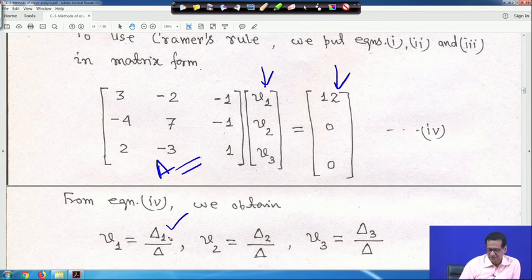So, V1 is delta 1 by delta, V2 is equal to delta 2 by delta, and V3 is equal to delta 3 by delta, right. So, we have to obtain delta 1, delta 2, delta 3 as well as delta, the determinant of this matrix, right.